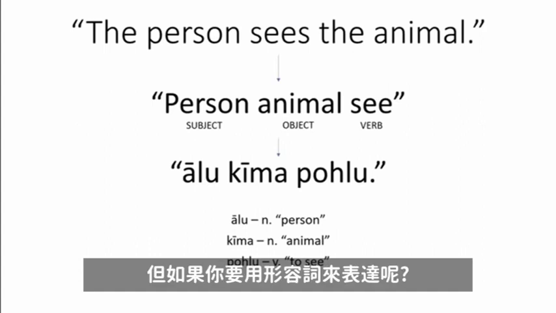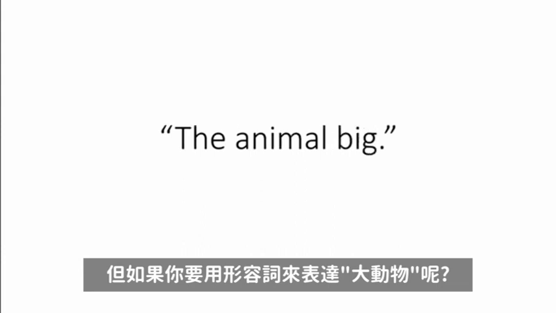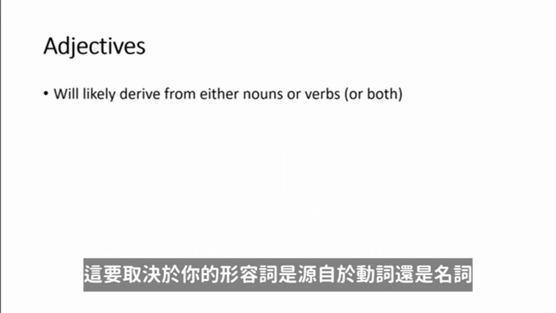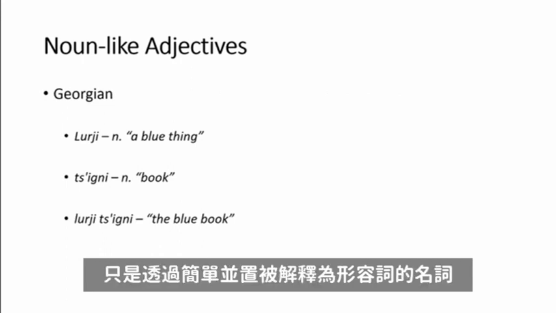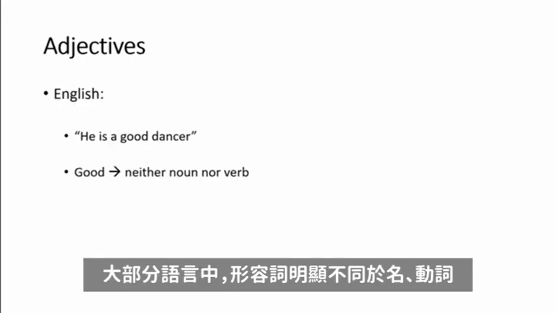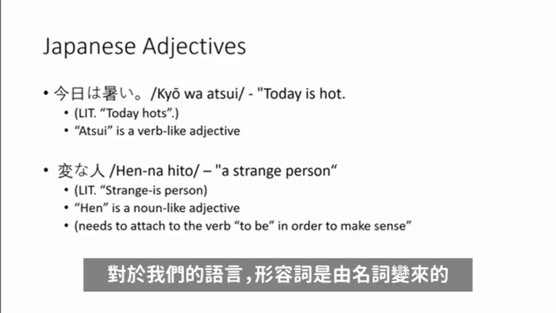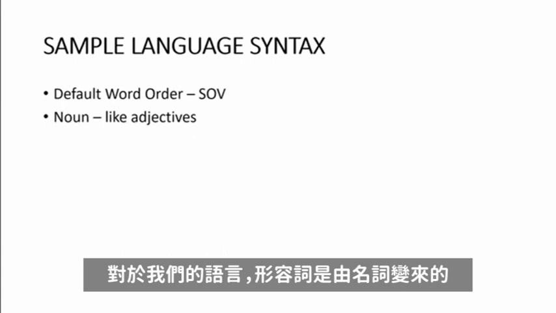What about if you use an adjective to say something like, "the big animal"? Does the adjective come before or after the noun that it modifies? Well, that depends on whether your adjectives are derived from nouns or from verbs. In some languages, adjectives are simply nouns that are interpreted as adjectives through plain juxtaposition. In some languages, the adjective may actually be a verb. Many languages have adjectives that are recognizably distinct from nouns or verbs, but they ultimately derive from one of these two, or perhaps even from both of them. For our language, let's say that adjectives evolved from nouns.